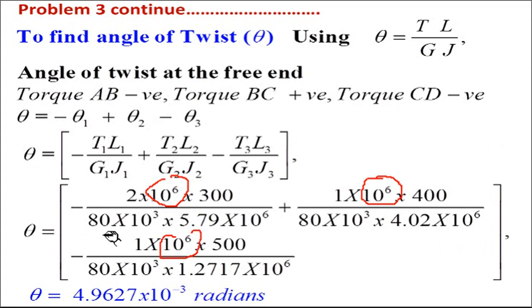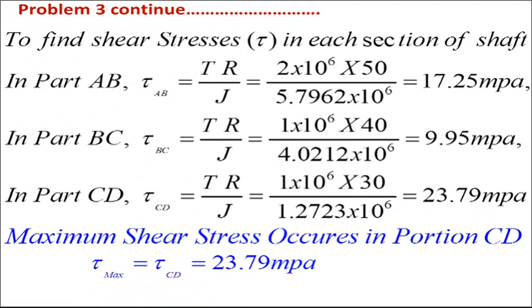By adding all the three slopes, this and this are negative, the middle one is positive, and you will get the value of theta or slope in radians. 4.96 into 10 to power minus 3 radian. This is minus 3 radians. If you want to convert it into degrees, multiply by 180 upon pi. So in this way, you should solve the problem whenever torques of different magnitude are acting.